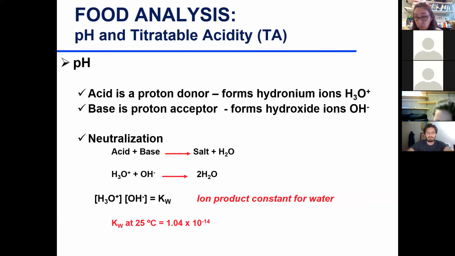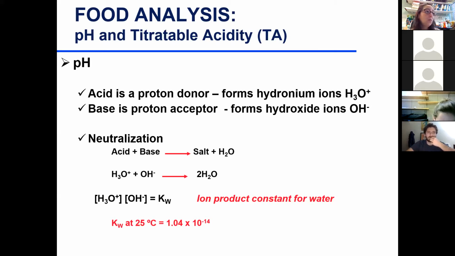So acid is a proton donor. That's the basic definition of an acid, a proton donor, and a base is a proton acceptor. So basically an acid readily gives you its hydrogen and forms hydronium ion in water, whereas the base accepts the proton and forms hydroxide ions in water. In the neutralization equation, which is very important for titratable acidity, you have an acid and a base, and you end up with salt and water. So if you have equal concentrations of acid and base, you have water with a pH of 7, right?